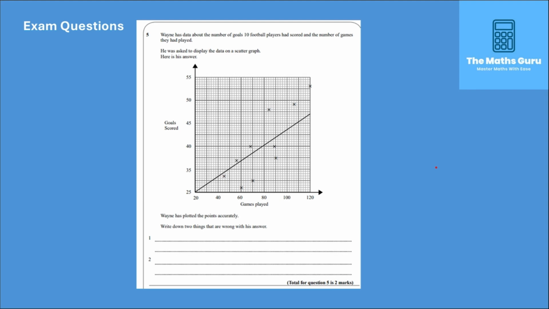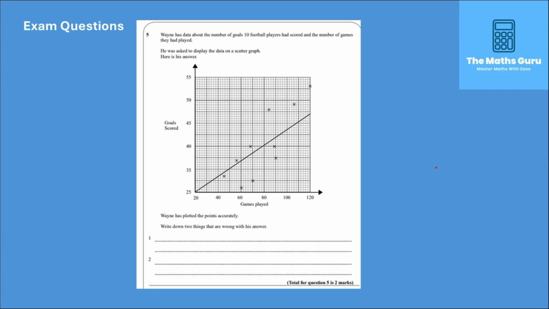Okay, this question is a bit different, but it says Wayne has data about the number of goals 10 football players have scored and the number of games that they had played. He was asked to display the data on a scatter graph. Here is his answer. Wayne has plotted the points accurately. Write down 2 things which are wrong with his answer.